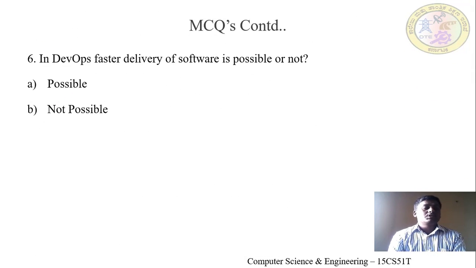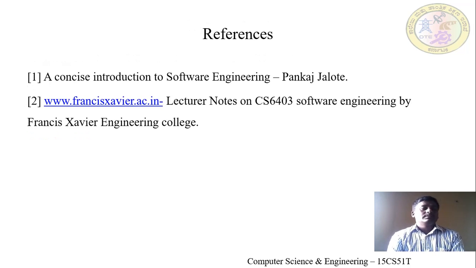Next, sixth question: in DevOps, is faster delivery of software possible or not? Option A, possible; Option B, not possible. In DevOps, faster delivery of software is possible.